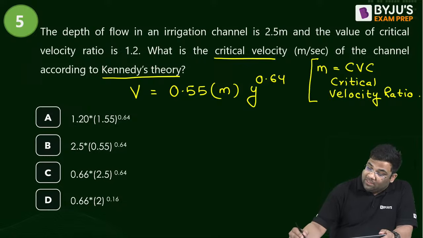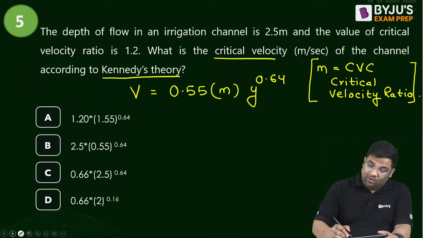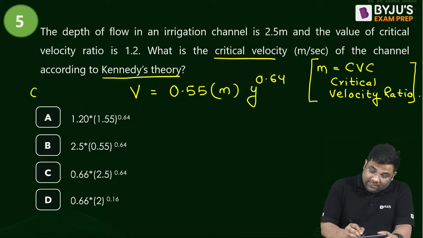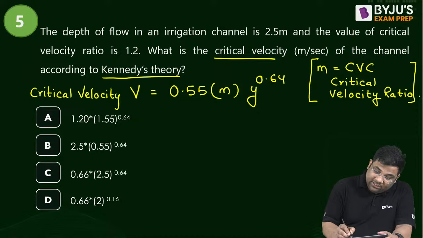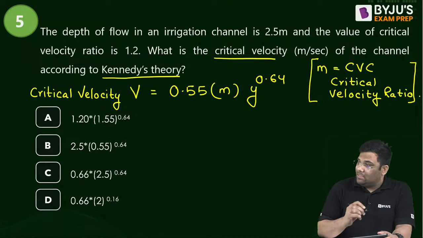So tell me the answer now, using this formula for finding the critical velocity as per Kennedy theory. So it is a direct formula question they have asked. Okay, so this is from irrigation now. This question is from irrigation. Tell me the answer now.